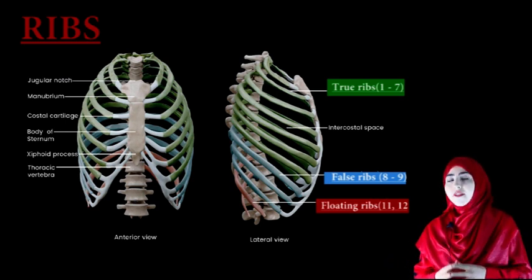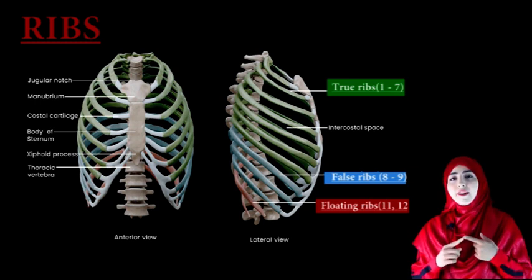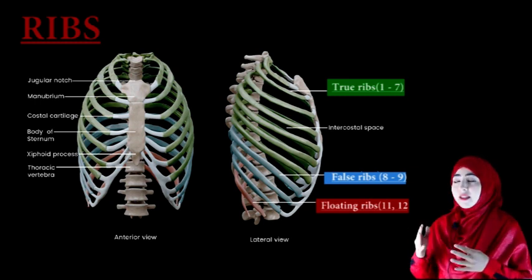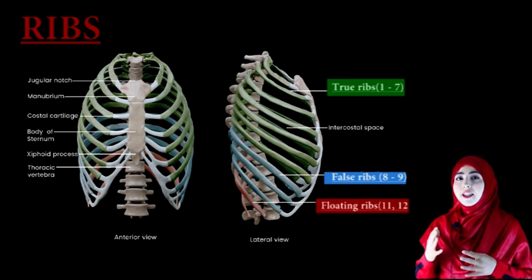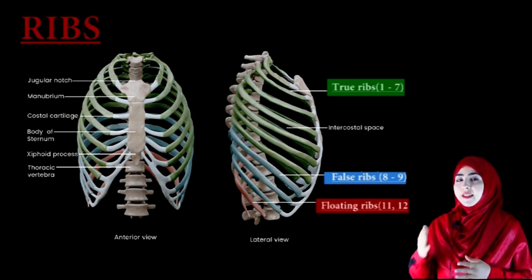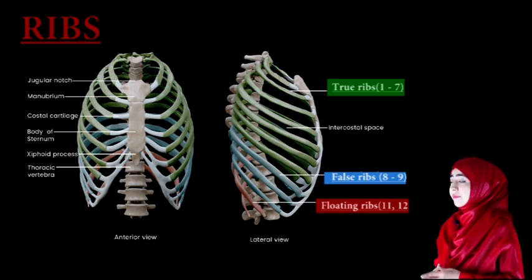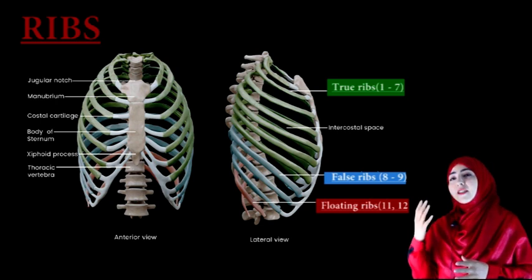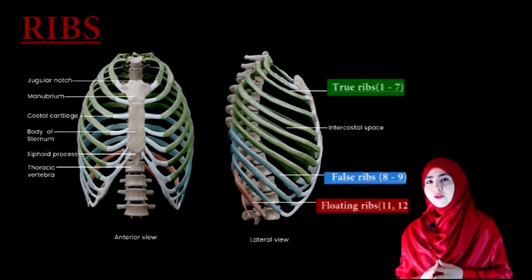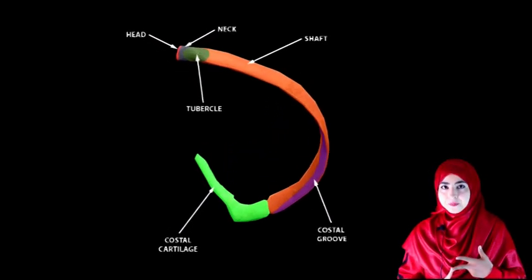And third, we have the floating ribs, also known as the free ribs, which include the 11th and 12th ribs. These ribs are not even connected indirectly with the sternum. Instead, they end up in the posterior abdominal musculature. And then we have the classification of the ribs. We have two classifications for the ribs. First is typical and the second is atypical.